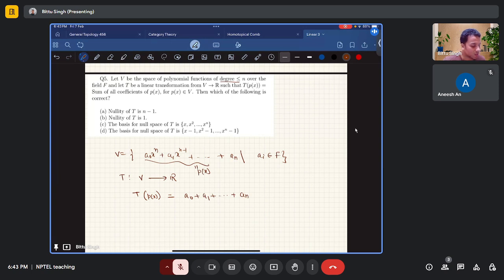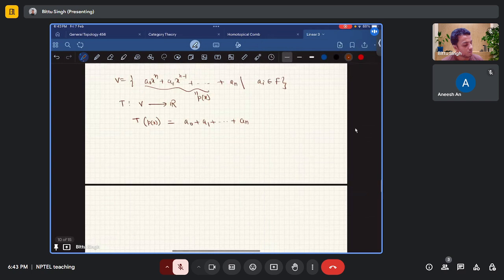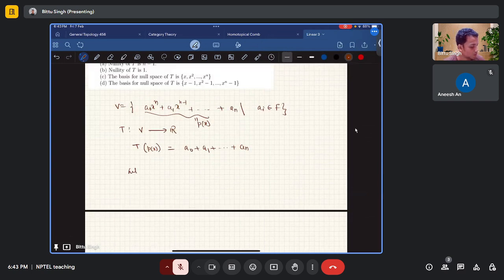Now the question is, what is the nullity of T and what is a basis of the null space? So we assume something from the null space. Let this polynomial P(x) belong to the null space of T. Then T applied on P(x) should be 0. This is equivalent to saying a0 plus a1 up to an becomes 0.